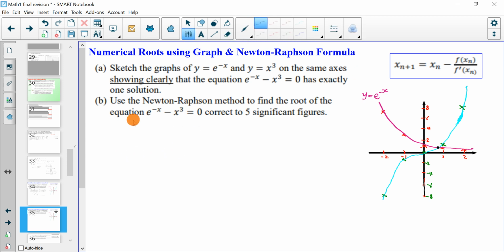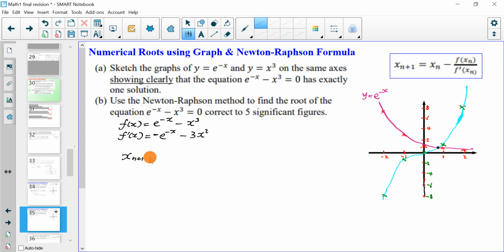So if the function of x is e to the minus x minus x cubed, then the derivative of this function, so taking the derivative of e to the minus x, is going to be itself times the coefficient in front of x, so minus. And then we're going to take the derivative of x cubed, so multiply by the power, and drop the power by 1, so 3 becomes 2. And that's it.